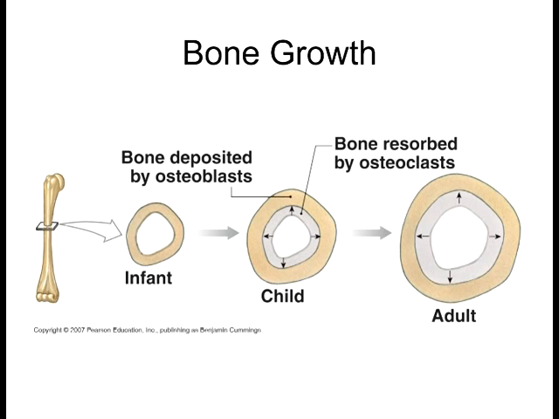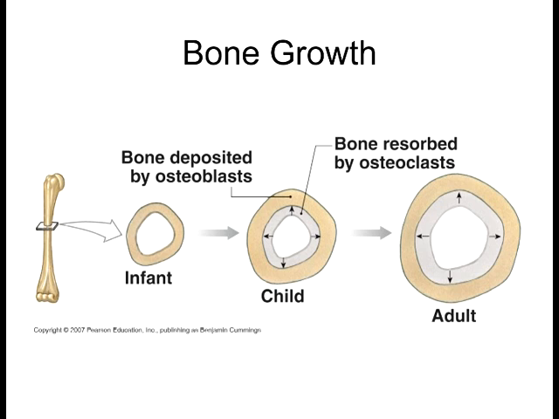So when the bone grows, it not only grows lengthwise, but it also grows outward. Now, there's another set of cells that develop called osteoclasts. The osteoblasts are the ones that create bone deposits. The osteoclasts are the ones that break it down.